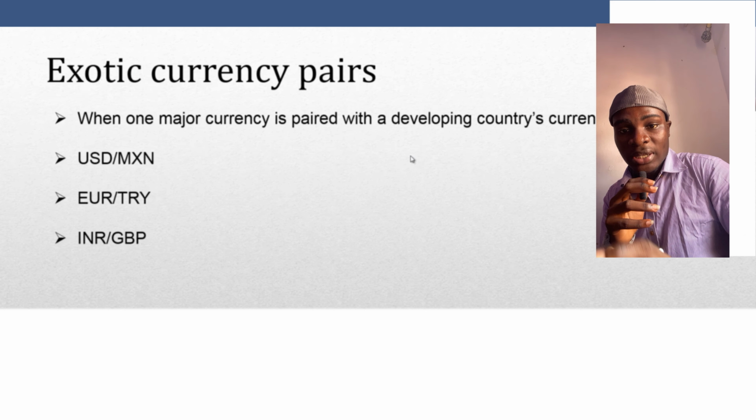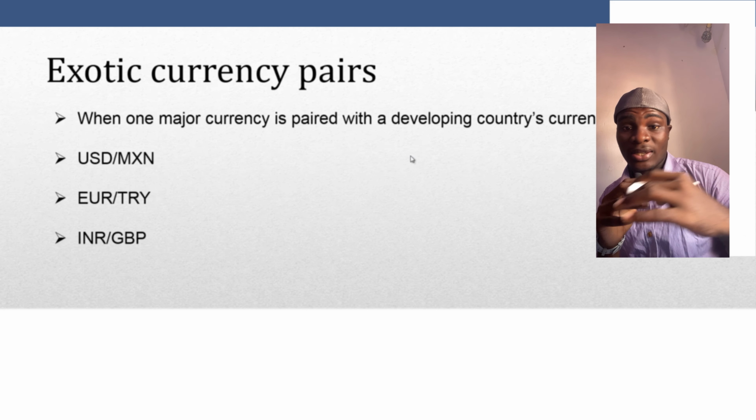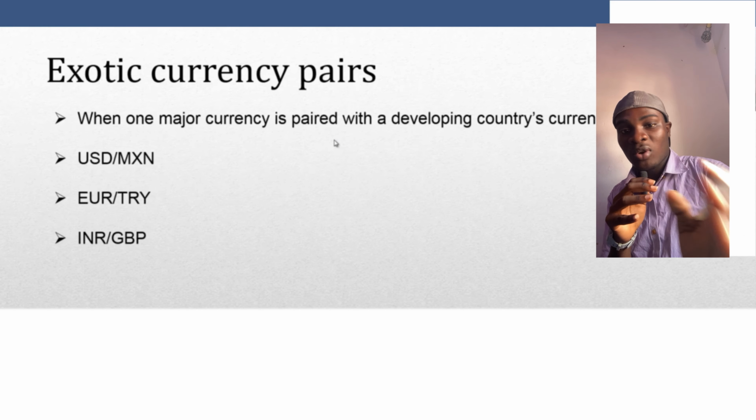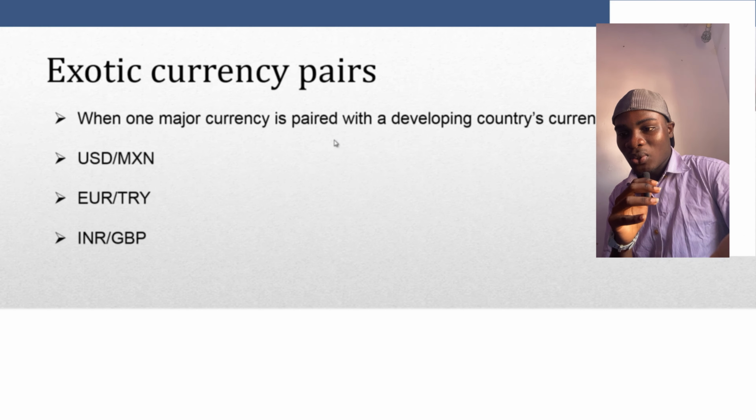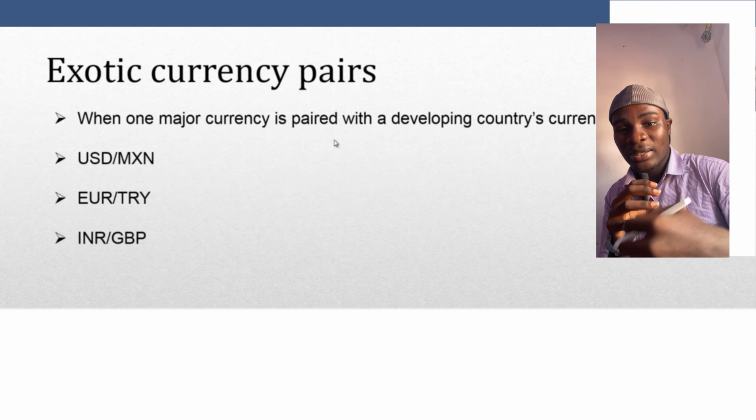One thing I want you to know is that when you trade the exotic currency pairs, the spreads are huge. When we talk about spreads later, I want you to know before we get there that if you trade the exotic currency pairs, they have huge spreads.